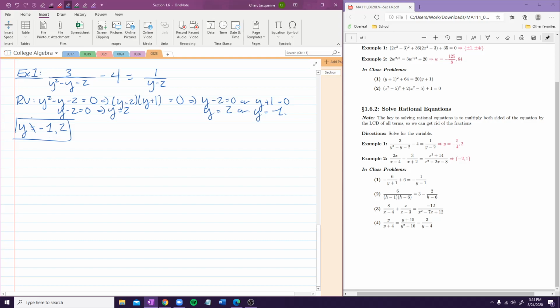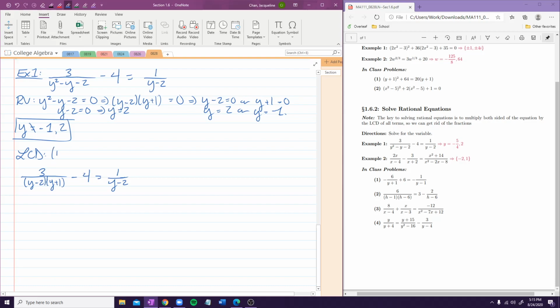Now that we have the restricted values, we are going to look for the LCD. Before we find the LCD, I guess we can rewrite our equation. So it's going to be 3 over y minus 2 times y plus 1, since we already factored the y squared minus y minus 2, minus 4, is equal to 1 over y minus 2. Some of you may be wondering: if you want, you can factor out this denominator first, and then find the restricted values. It doesn't matter.